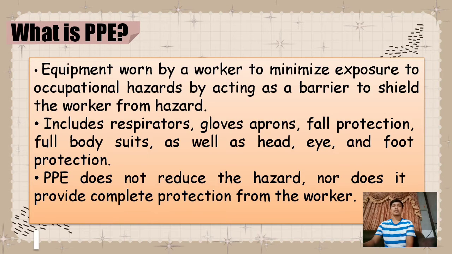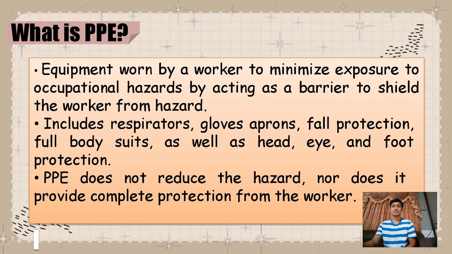PPE includes respirators. Respirators are worn by workers to avoid inhaling chemicals, for example wearing a mask. Then, another is gloves, aprons, full protection. As you can observe in big buildings, the workers are using full protection. Those up high hanging on the building are an example of full protection, which workers use so that they do not easily fall. Full body suits, as well as head, eye and foot protection.